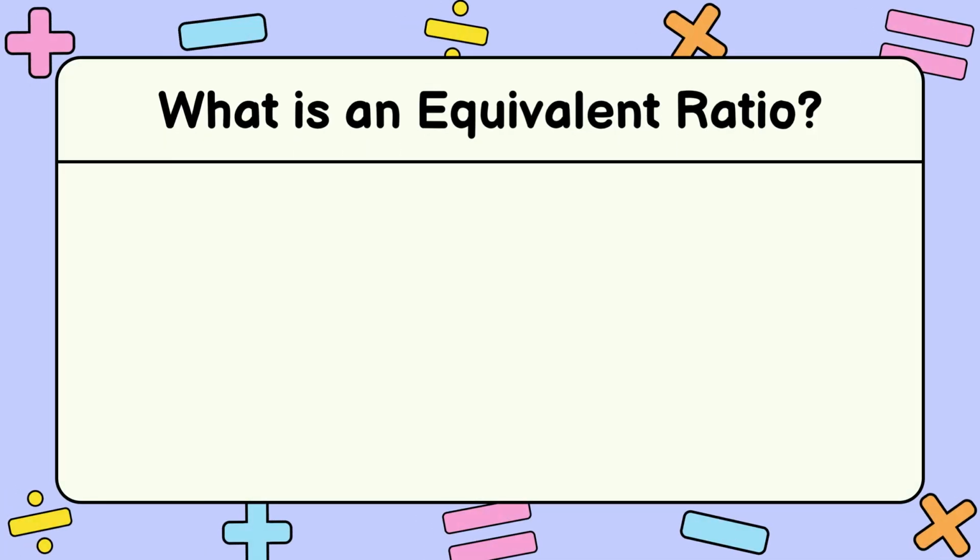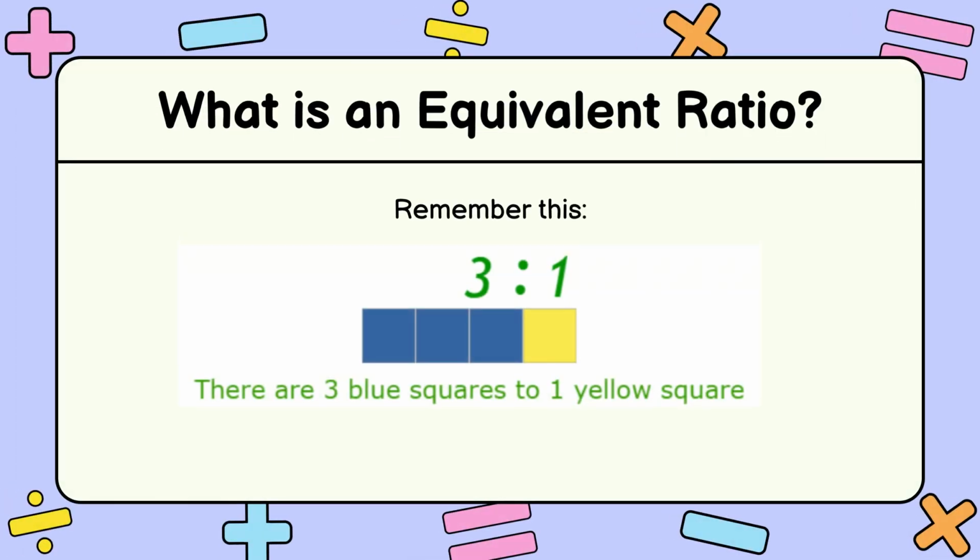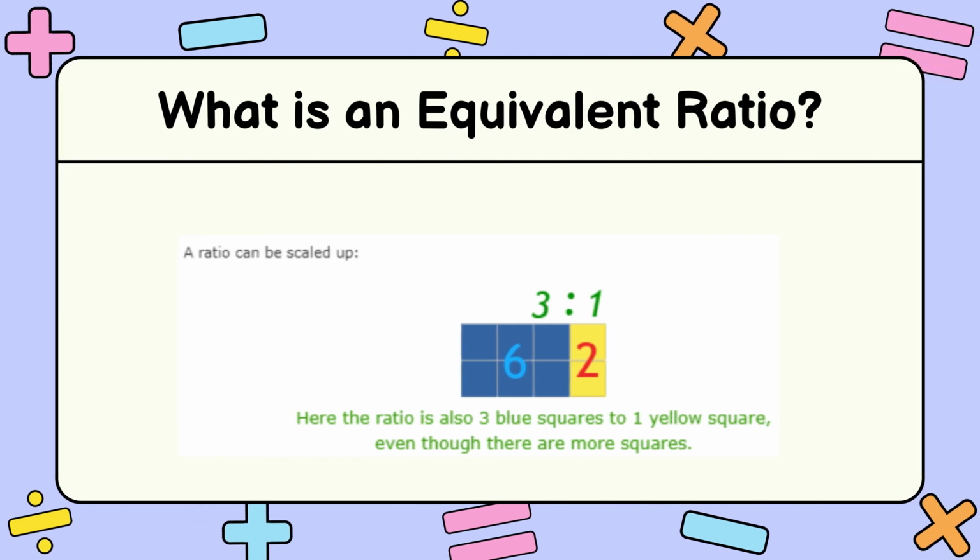Awesome, we now come on to an important topic. Equivalent ratio. What is an equivalent ratio? Remember the original problem. 3 blue squares versus 1 yellow square. We can scale up the ratio by multiplying with 2. So, 3 to 1 becomes 6 to 2. They are both equivalent ratios. One thing to remember is if we are given 6 to 2 as a ratio and asked to simplify, we write this as 3 to 1. This is called simplifying ratios.